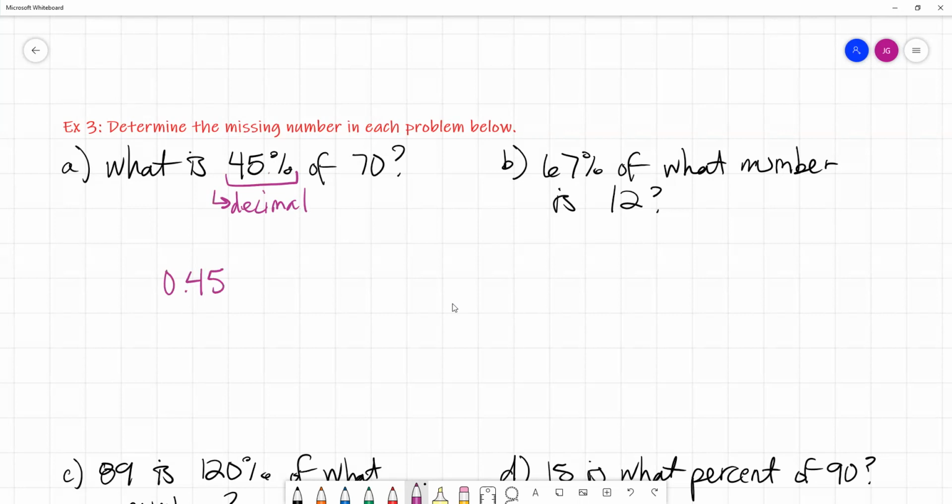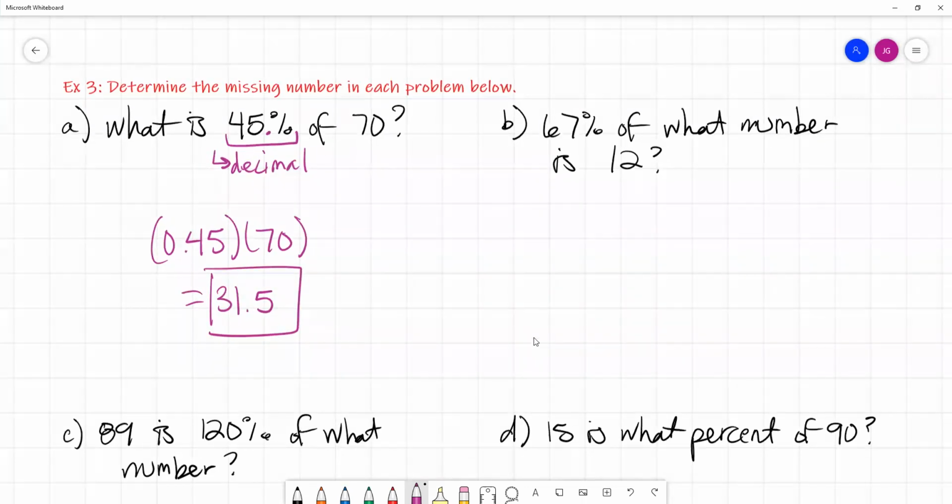I don't see a decimal, so by default, it's behind the ones. So in this case, the 5, move it over 2 places. So 0.45. And when I'm taking a percentage of a number, I take that decimal form and multiply it by that number. So 0.45 times 70. Pop that into your calculator, and you're going to get that this is equal to 31.5. So there's our answer for that first one. 31.5 is 45% of 70.